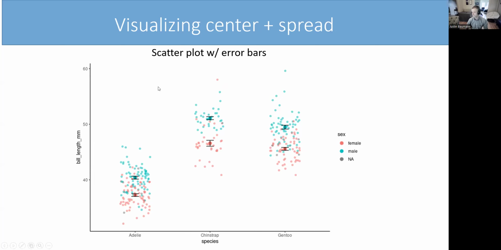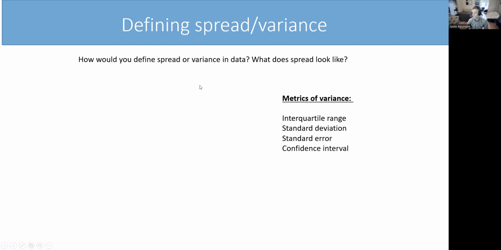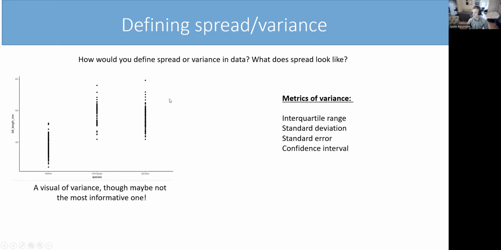Okay. So we talked about center and spread. We should also talk about how we define variance. How would you define spread or variance of data, and what does spread look like? Most people will say, well, let's look at the standard deviation. We should learn what that is and how that works, and we're going to, if not today, soon. So let me show you some stuff.